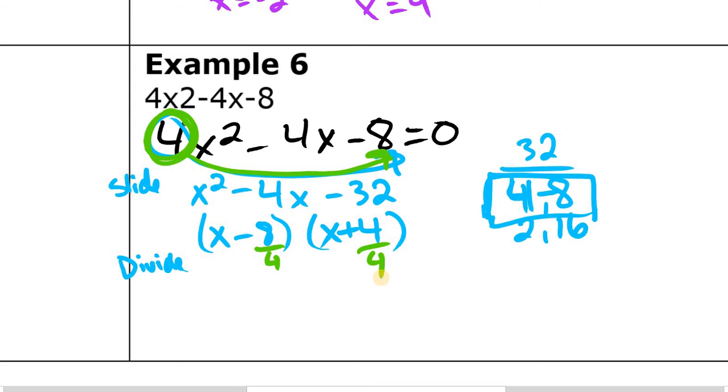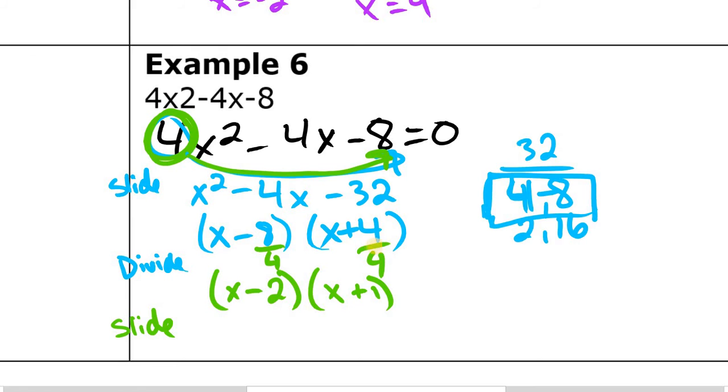We reduce at this point if we can, so it's x. What is 8 divided by 4? I should have thought of 2, so it's x minus 2. And 4 over 4 is 1, that's correct. Plus 1. Now remember, if it doesn't reduce all the way, the last step is slide back again.